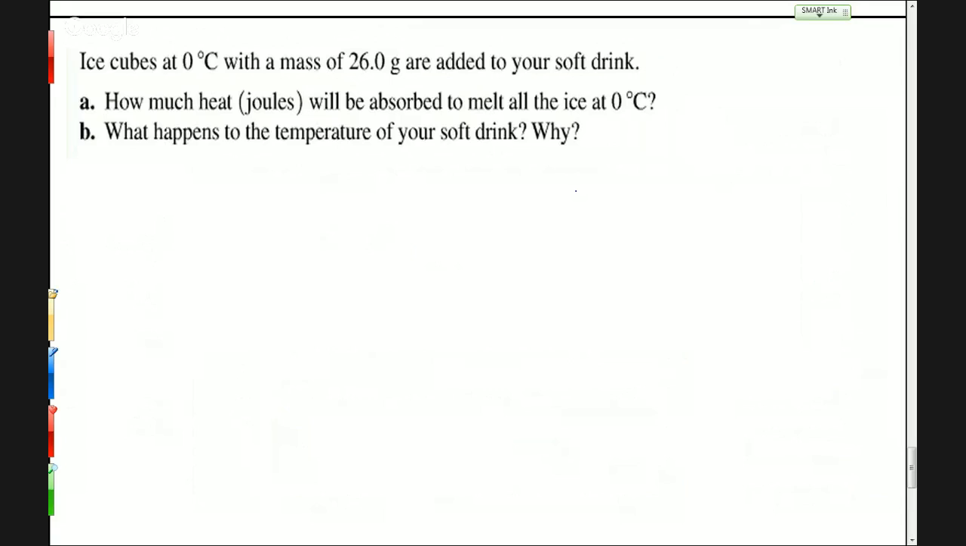Now these types of problems, when there's just a change of state and nothing else, are actually a little easier because they're really just a unit conversion type problem. And let me show you how that works. So we start with 26 grams of ice. We want a factor that gets rid of our mass unit and instead gives us an energy unit. So we want to know how much energy it takes to melt a gram of ice, and that's our number here.